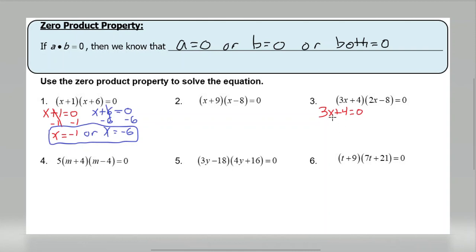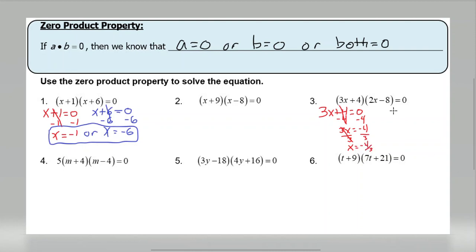Well, I want to get that x by itself. So I see that's a plus 4. So I'm going to do -4 to get rid of that, and do the same thing on the other side. And that would leave me with 3x equals -4. And then I would divide by 3, right, to cancel that 3 out and leave me with x. And then I want to do the same thing to the other side. -4 divided by 3 is -4 thirds.